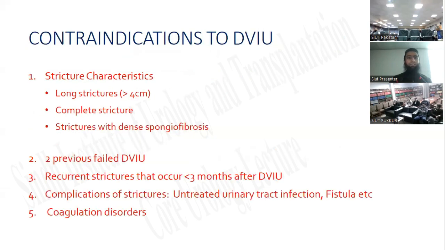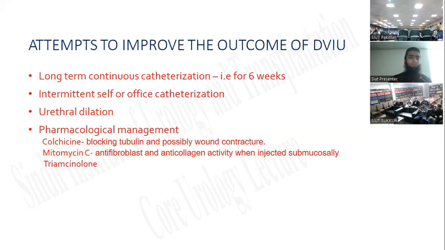What are the contraindications? Long stricture, more than 4 centimeters, complete stricture. Pharmacotherapy also, colchicine and mitomycin C. We use this in BCG also, but here there are studies. Optilume has also come, a new device. Optilume will dilate the urethra and inject the mitomycin C, which has anti-fibroblast and anti-collagen activity. It will break the collagen, and then there may be less chance of stricture formation after Optilume therapy.